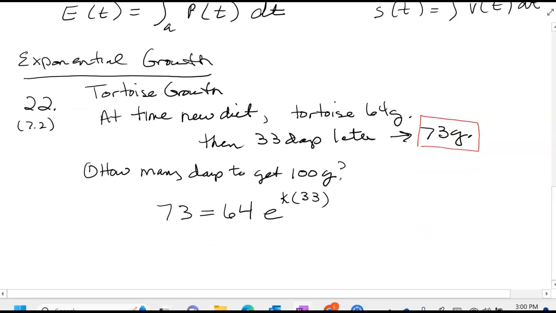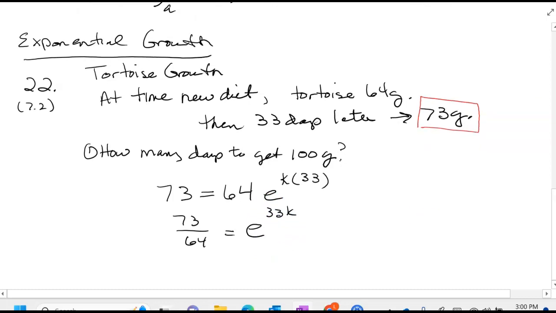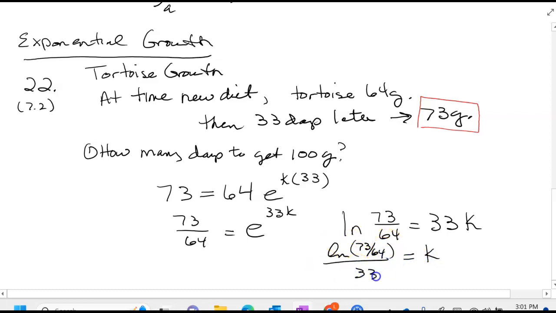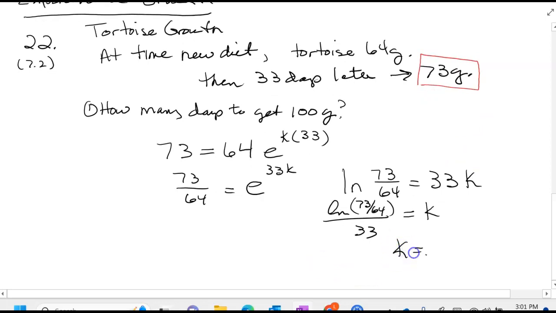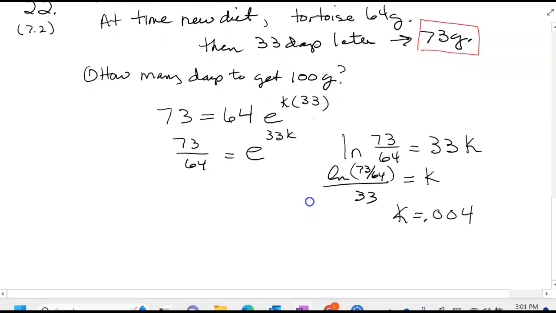All right. So we have to do a little algebra work first. Divide by 64. Get that exponent by itself. And then turn it into a logarithmic problem. So it's ln of 73 over 64 equals 33k. So k is going to be equal to the natural log of 73 divided by 64, and then divide that by 33. Just use your calculator, and you get k equal to about 0.0039 something, so we're just going to call it 0.004.